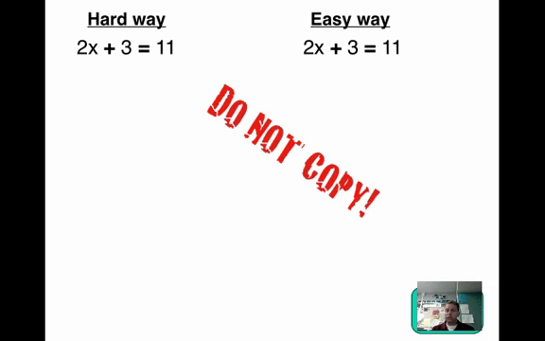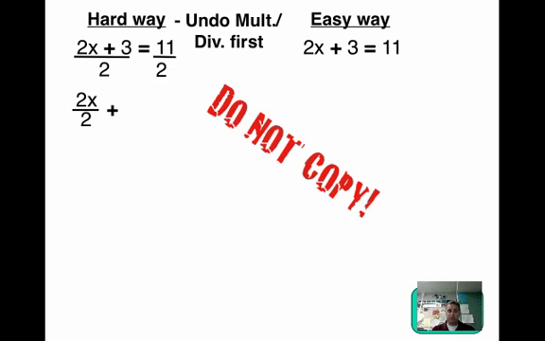Alright, now you don't have to undo the addition and subtraction first. But if you don't, then kind of see what's going on here. You don't have to write this down. I just want to show you why you want to do it the way that I've described. So if we do it the hard way, that means we're going to take care of the multiplication first. Well, to do that, they're multiplying by 2, so we divide both sides by 2. Well, let's break up that left side, and we'll have 2x over 2 plus 3 over 2 equals 11 over 2.